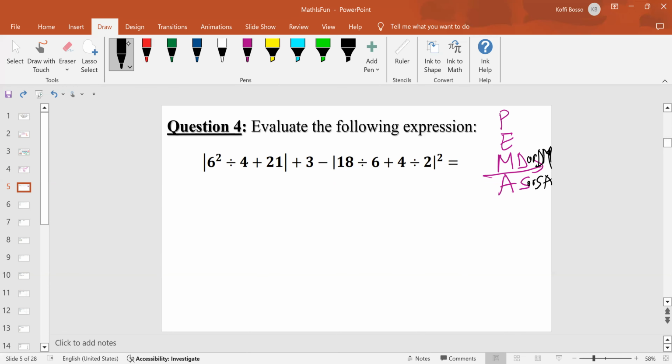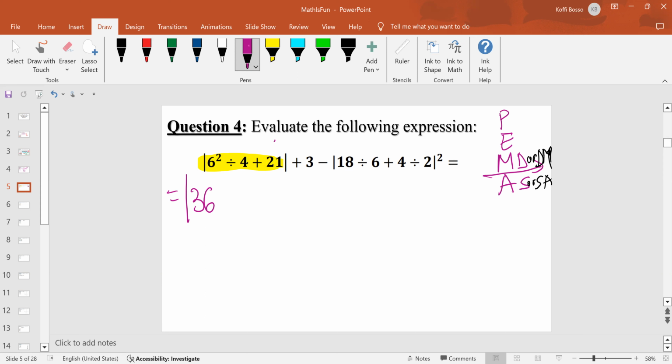But inside the absolute value, we're going to follow again PEMDAS. Therefore, if I take this first part, inside I have an exponent, which is 6 squared. I have a division, I have addition, but I will do the exponent first. That means my answer will be the absolute value of 36, because 6 squared is 36.